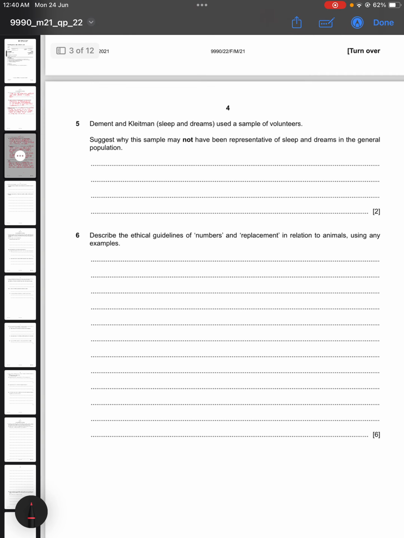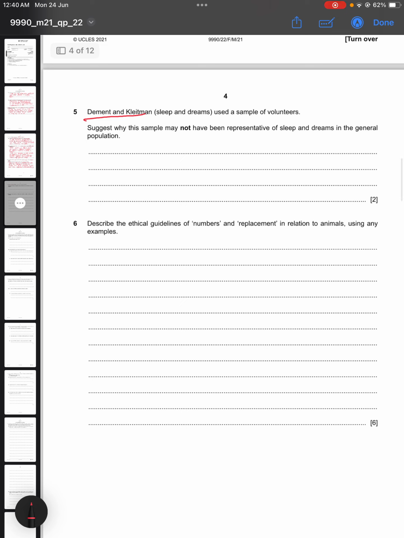Now question number 5 says, Dement and Kleitman, Sleep and Dreams, used a sample of volunteers. Suggest why the sample may not have been representative of sleep and dreams in the general population. Again, it is for 2 marks, so you are going to get 2 marks for a detailed suggestion, which also tells a particular reason for why it may not have been representative of the whole population.